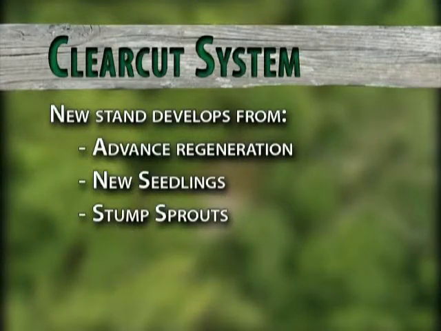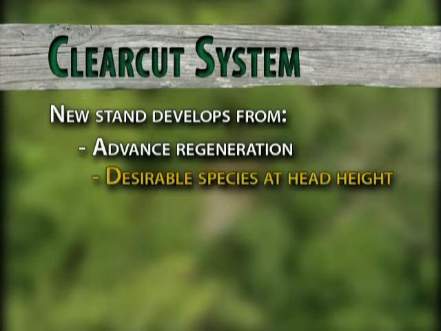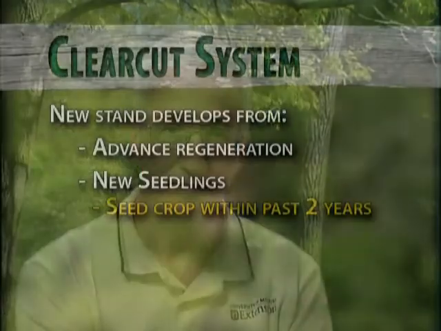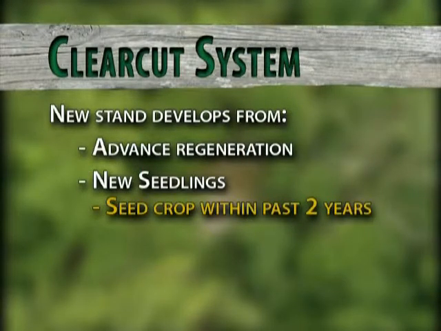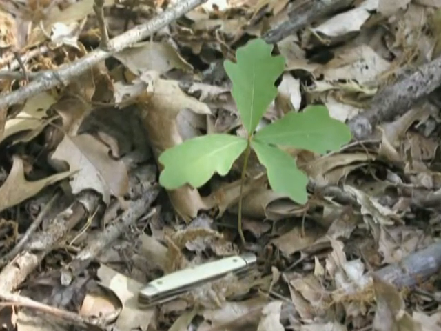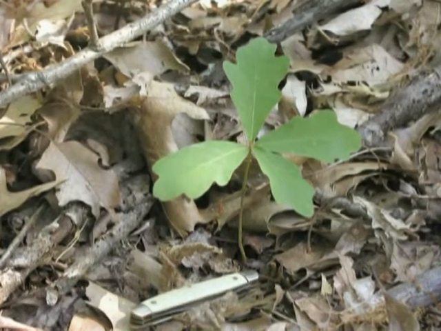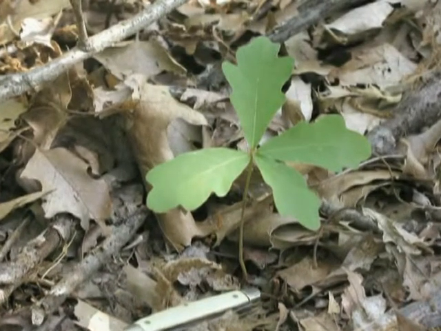The new stand develops from advanced regeneration, new seedlings, and stump sprouts. Advanced regeneration refers to those desirable tree species that are about head high and smaller. They probably resulted from a good seed crop that happened within the past 3 to 5 years and have been hanging on in the understory. Unless released in a timely manner, these individuals often die due to lack of sunlight and adequate growing space. New seedlings can be pretty small and are often overlooked by the casual observer. They are most often the result of a good seed crop within the past 1 to 2 years.